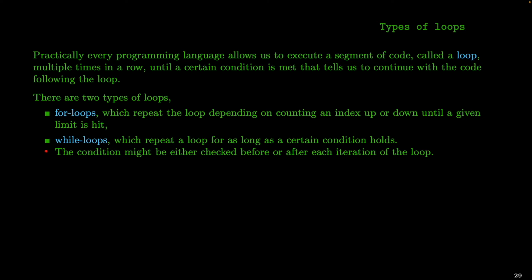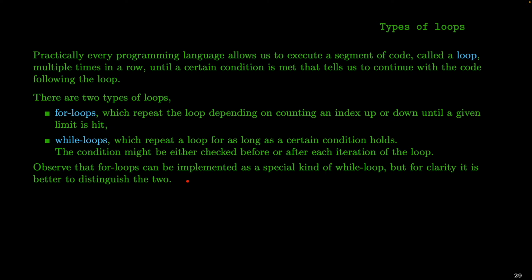The other type of loops are so-called while loops, and those repeat the loops as long as a certain condition holds. So for every iteration of the loop, we check if the condition still holds, and if yes, then we perform another iteration of the loop. We might either check this condition before we enter the first iteration of the loop or after each iteration of the loop.